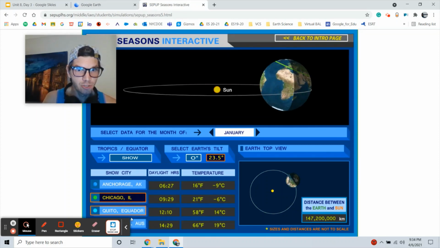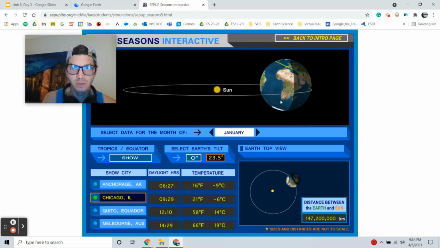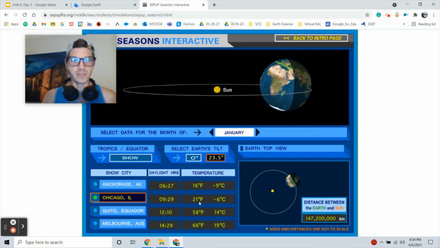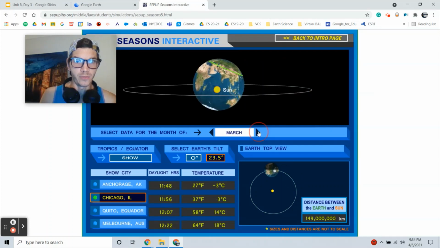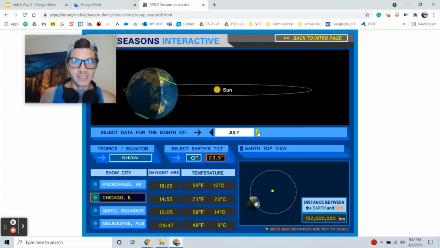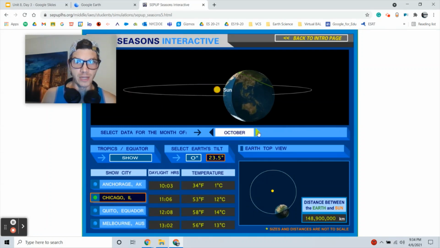So we can take a look at Chicago, Illinois, which has a similar latitude to us here in New York. We'll see that during January months, the temperature is cool. The average temperature is about 21 degrees Fahrenheit, and throughout the year it's going to warm up. And then when we get to our summer months, our solstice, and then July and August when it's warm, we see 73 degrees Fahrenheit average temperature. And then we'll go back to January.